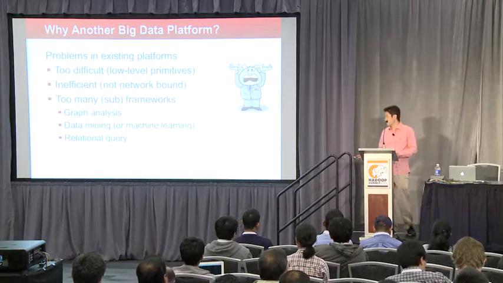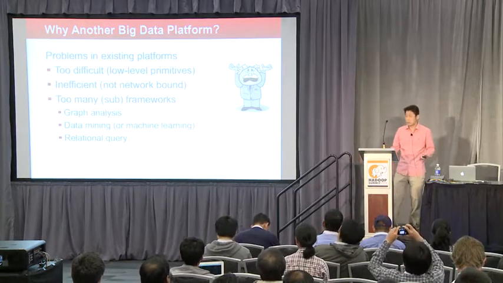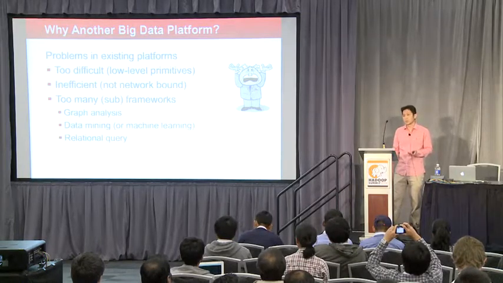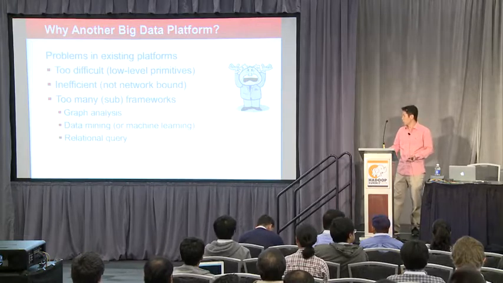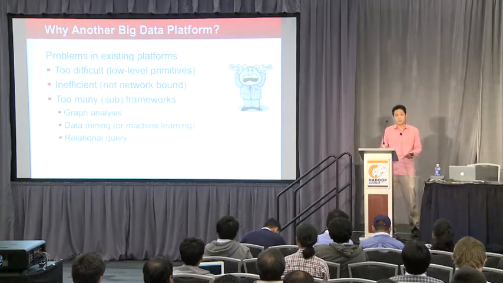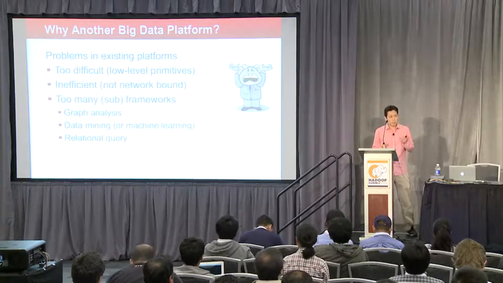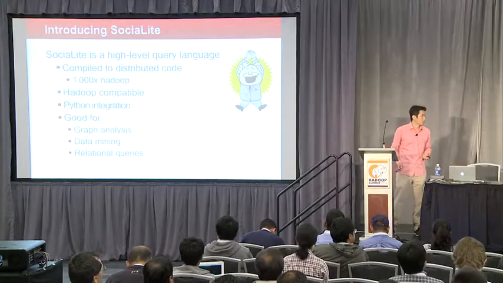If you want to do large-scale graph analysis, you need to learn framework A. If you want to do big data mining, you need to learn framework B, which is very different from framework A. And if you want to apply simple relational operations, you need yet another framework. That requires too much effort from the programmers. And that's why we came up with SociaLite.